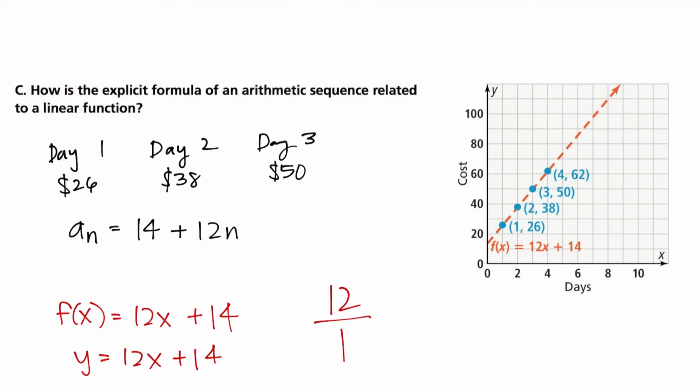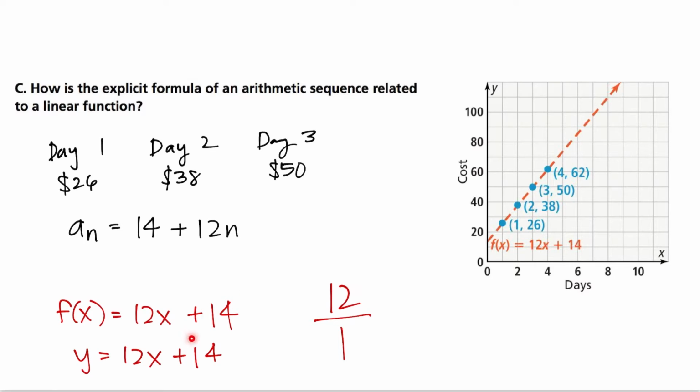Now let's talk about what 14 represents in each equation. So this value here, 14, in either the function form or the regular linear equation, represents our y-intercept, right? That's where it crosses the y-axis right here at (0, 14). In context of the problem, when we think about it as an arithmetic sequence, those values here in blue, it doesn't really make sense for us to include the value of day 0.